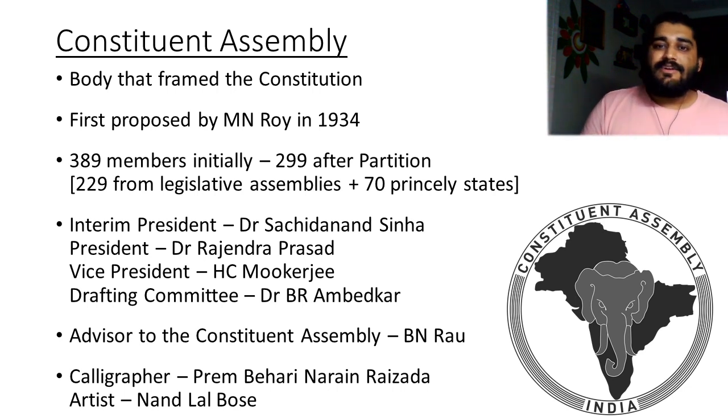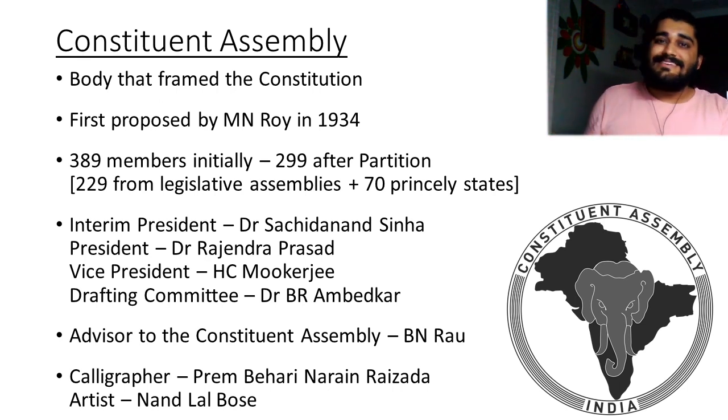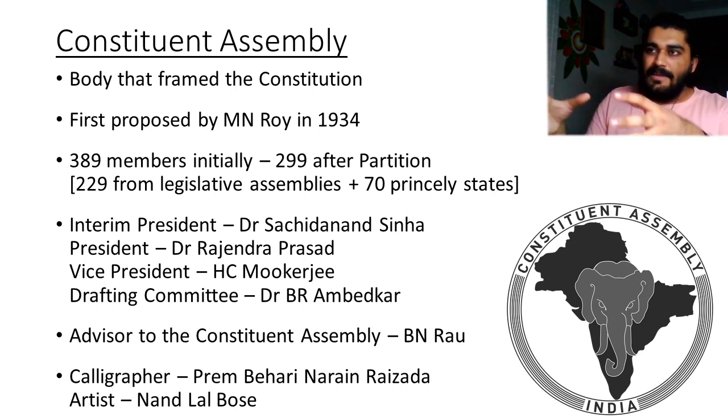Of these 299 members, you need to know that 229 were from legislative assemblies. These are legislative assemblies that were established by the British, and people were elected to these legislative assemblies, and from there, people were nominated to the Constituent Assembly. So 229 such members were part of the Constituent Assembly, and then there were 70 members who were selected by princely states. There were several states in India that were not under British control, that remained under the control of Indian princes. And these princes nominated from among their people, such people who can represent their interests.